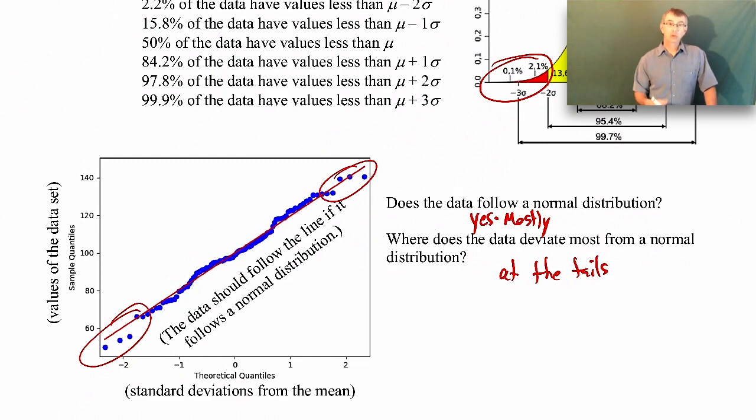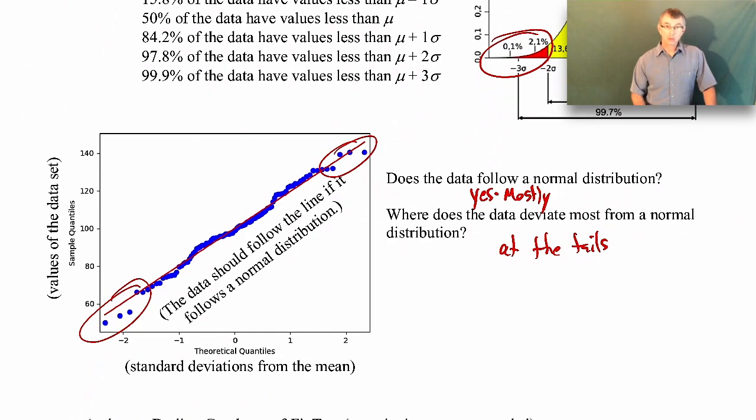Right? So that's what a QQ plot does: it gives you a quick visual representation of whether or not your data is normal. And if it is normal, it'll follow that line. It's still a qualitative check.